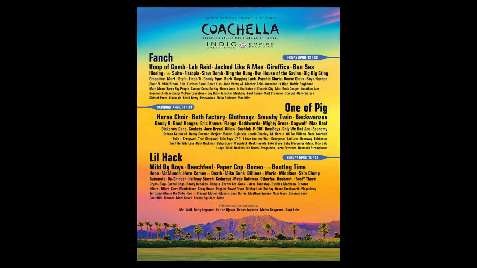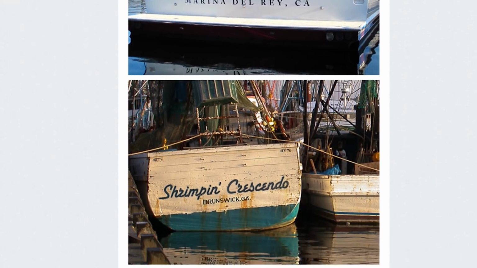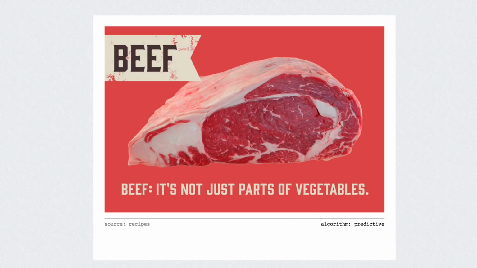The best predictive keyboard creations have some kind of visual component, like these fake boat names imposed on photos of real-life boats, or Photoshopped ads for beef. Try it out for yourself and see what kinds of weird things you can make.